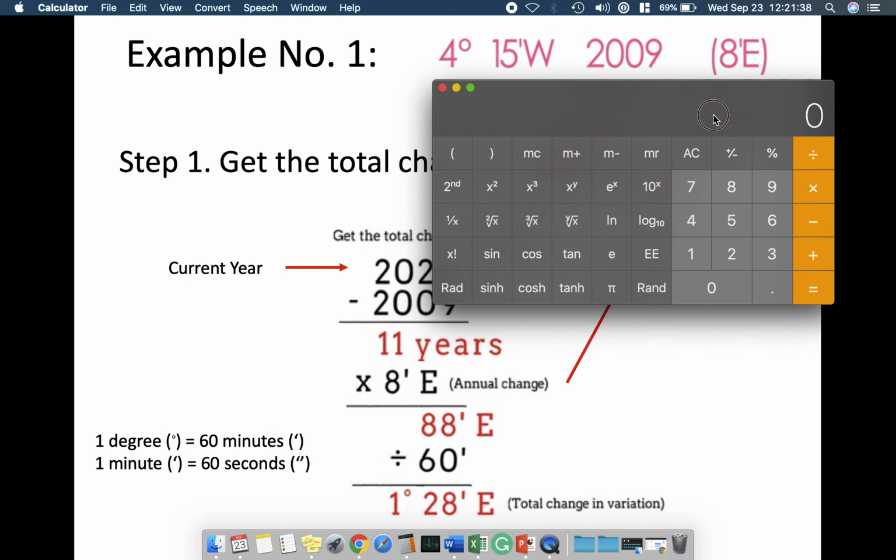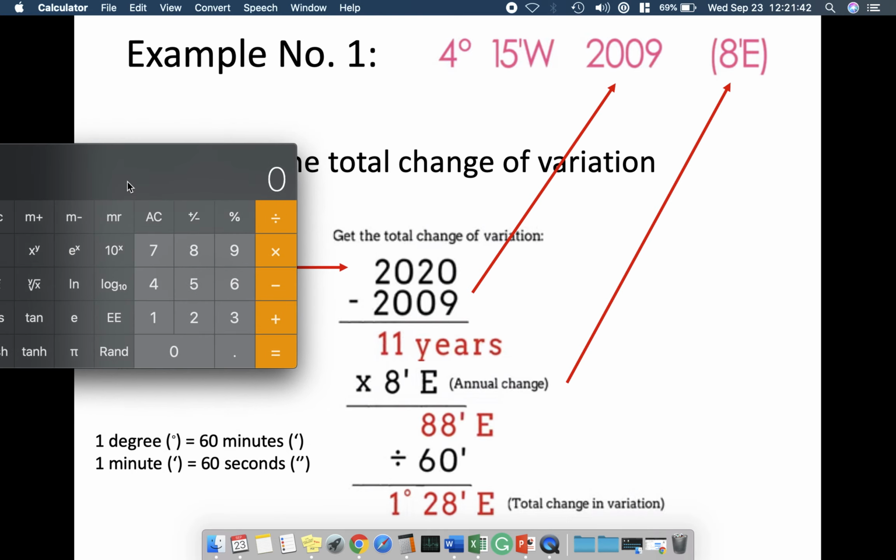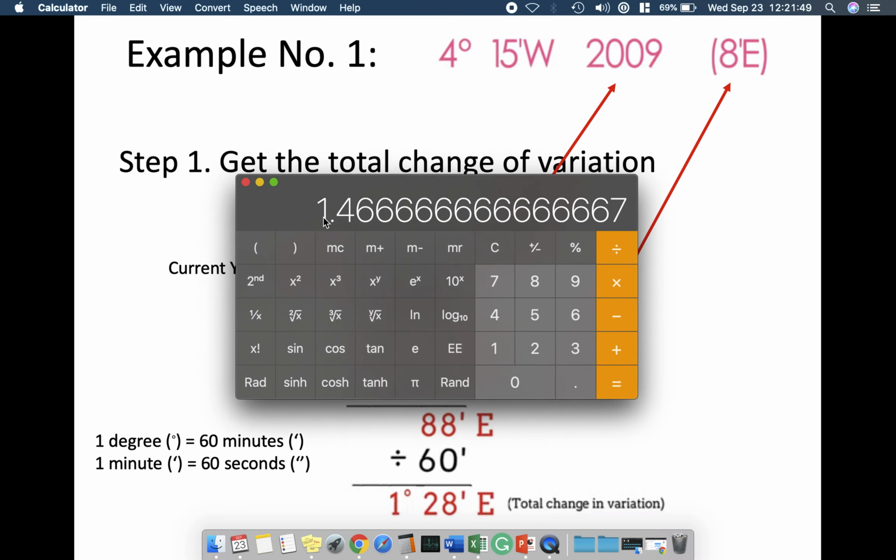Okay, so if you calculate it, 88 divided by 60, this will be the result. This is actually in degrees already, guys. So all you have to do is deduct the whole number. The whole number is 1, right? So let's minus 1. All we have remaining is 0.4666. This is in degrees also. The 1 is already in here. This is the 1 degree already.